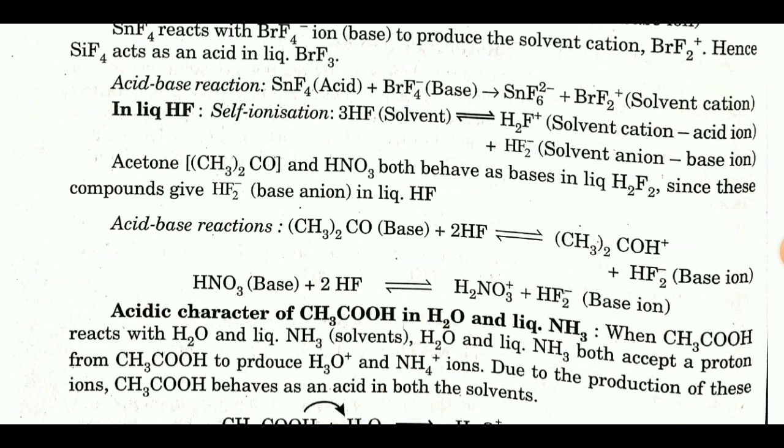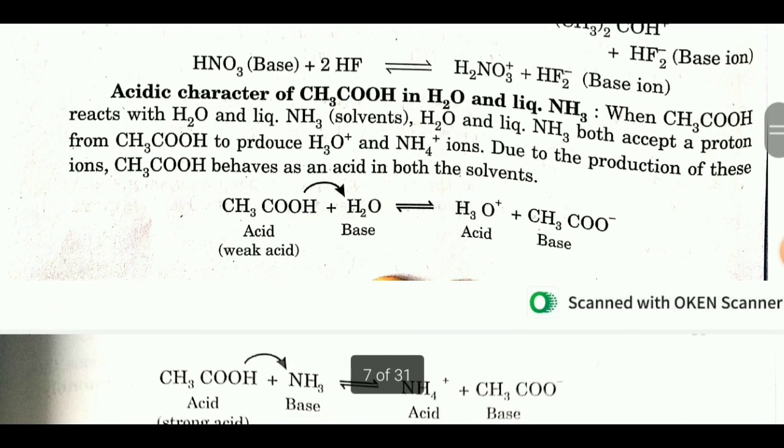Acid character of CH3COOH in H2O and liquid NH3. When CH3COOH reacts with H2O and liquid NH3 solvents, H2O and liquid NH3 both accept a proton from CH3COOH to produce H3O+ and NH4+ ions. Due to the production of these ions, CH3COOH behaves as an acid in both the solvents.